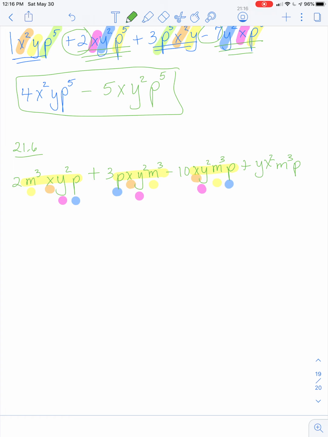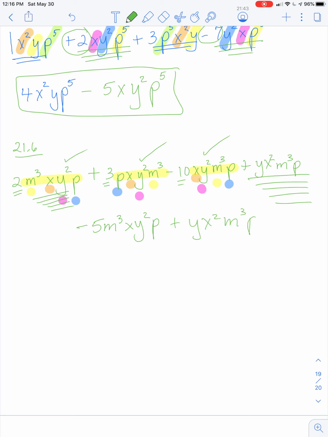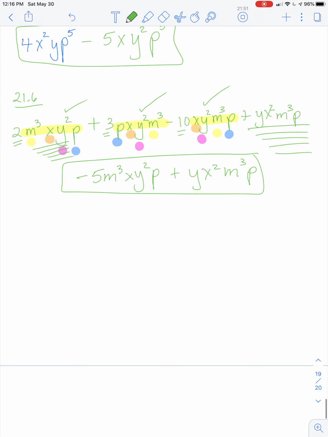All right, so let's put those together. So I have a coefficient of 2 plus a coefficient of 3 minus coefficient of 10. So 2 plus 3 is 5. 5 minus 10 is a negative 5. And then I rewrite their last name, m to the third, doesn't matter what order you pick. I just grab this first one right here. All right, so that took care of this one, and this one. So what is left is this one right over here, plus y, x squared, m to the third power, p. And that would be the answer to that long doozy that we just did.